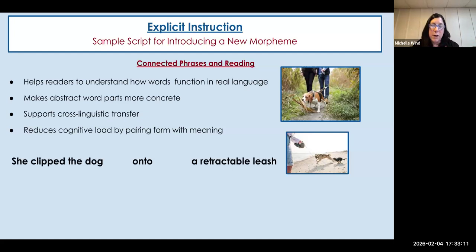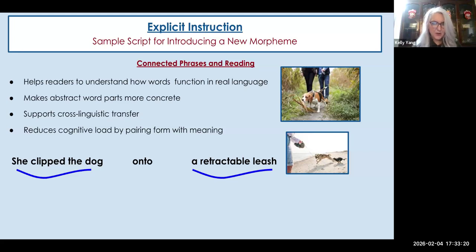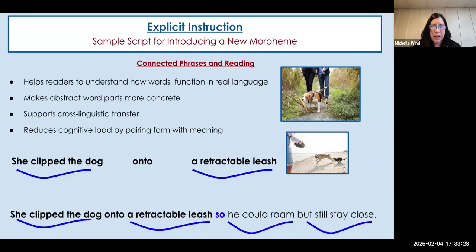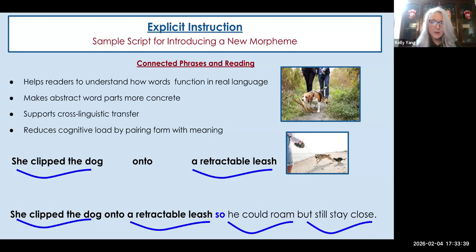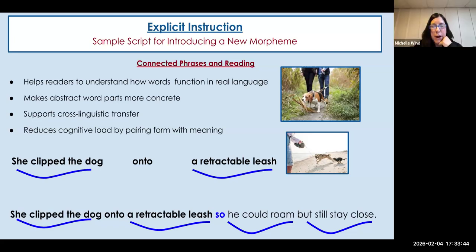So if you see here, we broke the word into a sentence. And then I would have Kelly read the phrases first. She clipped the dog onto a retractable leash. Okay. All right. Now I want you to read the sentence to find out why she clipped the dog onto a retractable leash. She clipped the dog onto a retractable leash so he could roam but still stay close. So this is just showing you different ways that you can put those bases into little phrases.